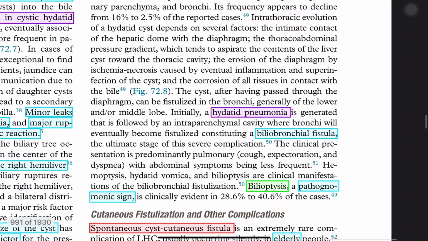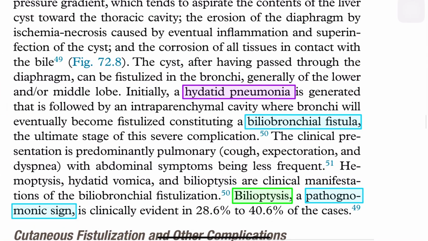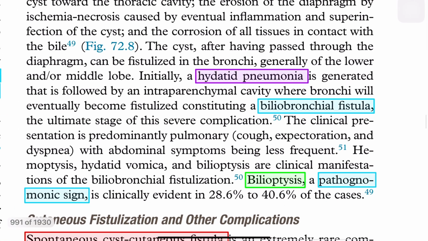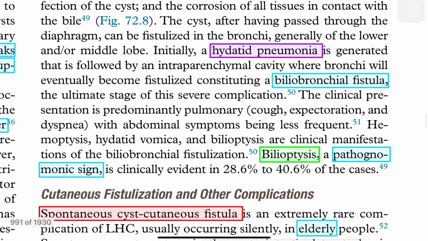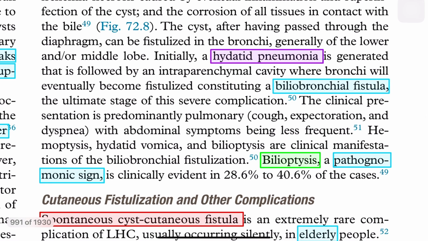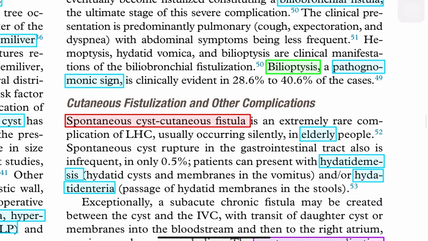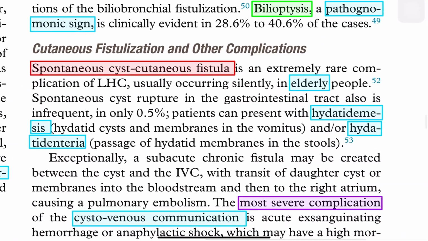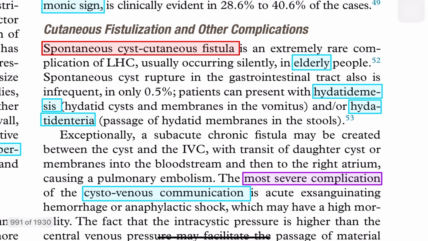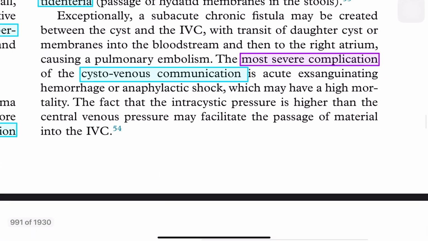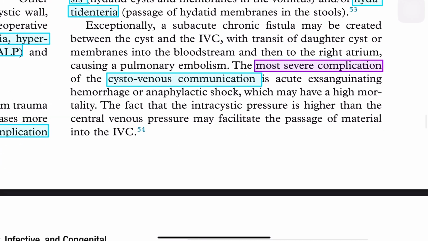Intrathoracic rupture is known as hydatid pneumonia, with a biliobronchial fistula, so you will see biloptysis, a pathognomonic sign. Biloptysis is seen in hydatid pneumonia with biliobronchial fistula. Spontaneous cystocutaneous fistula is seen in the elderly. The most severe complication is cystovenous communication.